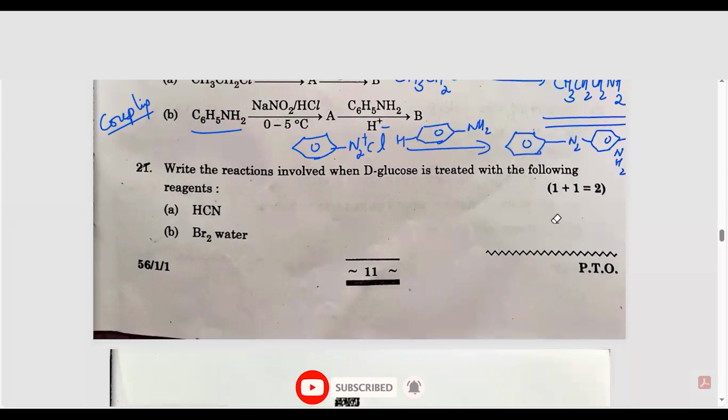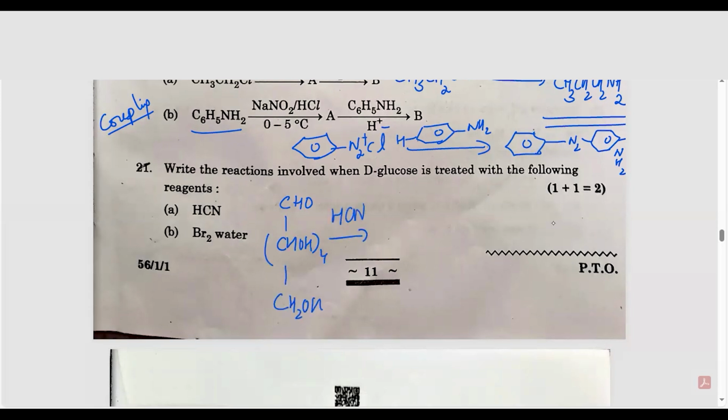Then write the reactions involved in the formation of D-glucose when it is treated with HCN and Br2. It's a direct question from the textbook. So when we treat glucose, CHO, (CHOH)4, CH2OH, with HCN, you will be getting what? Here is the carbonyl carbon, so it undergoes addition giving CN, OH, then (CHOH)4, CH2OH. You will get cyanohydrin.